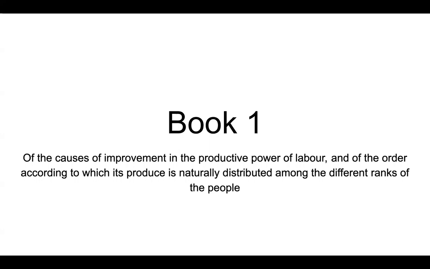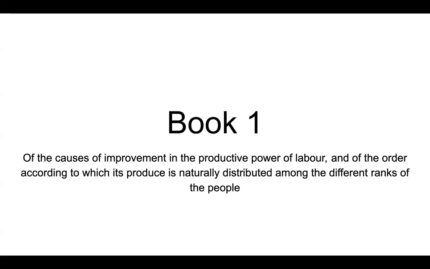The focus of the first book, in the words of Adam Smith, is of the causes of improvement in the productive power of labor and of the order according to which its produce is naturally distributed among the different ranks of the people.